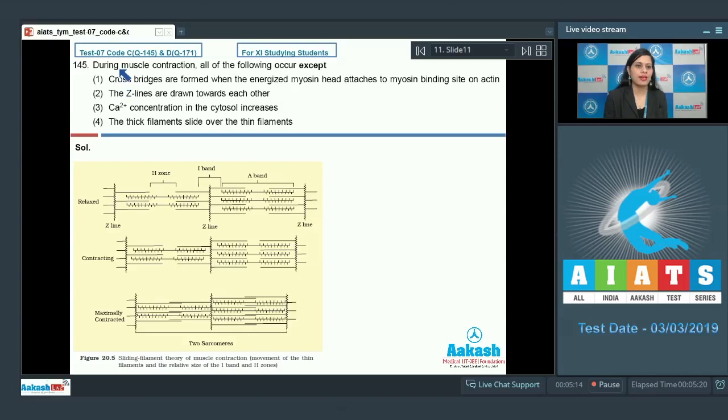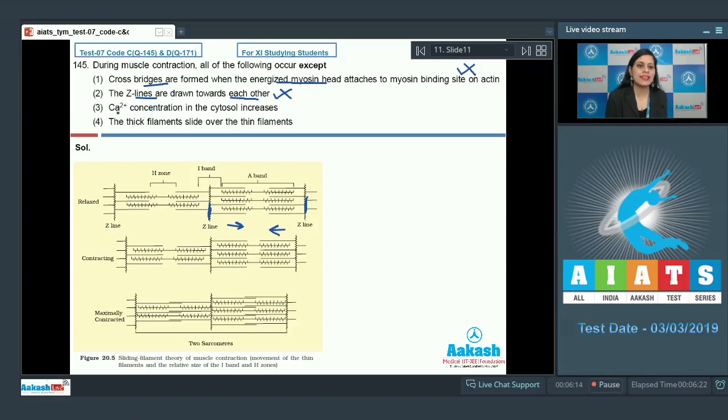Question number 145. During muscle contraction, all of the following occur except, and the very first statement is cross bridges are formed when the energized myosin head attaches to myosin binding site on actin. As it is a correct statement, this cannot be the answer, because during muscle contraction, cross bridges are formed when the energized myosin head attaches with the myosin binding site on actin filament. The next statement, the Z lines are drawn towards each other, is also correct, so it cannot be the answer. As you can see here in muscle contraction, these Z lines are drawn towards each other.